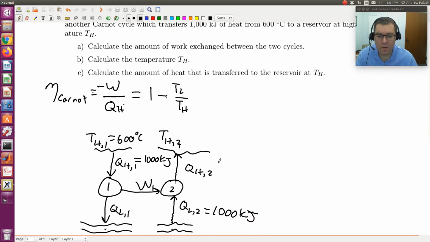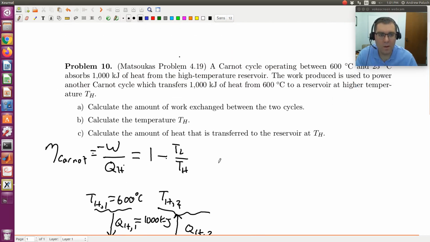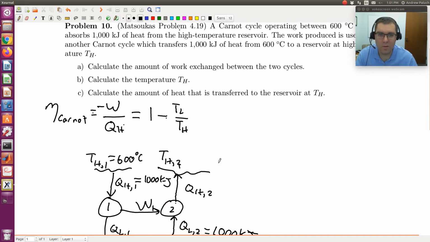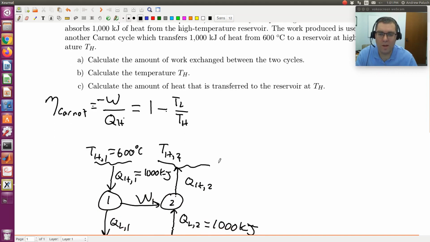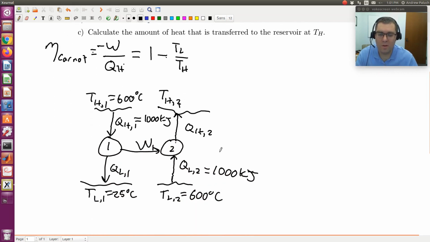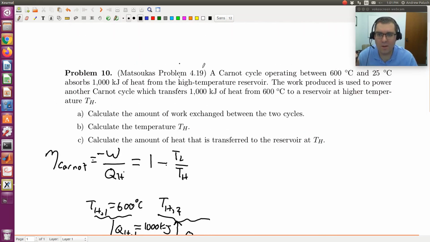And do I know what QH2 is? I don't think so, right? Because all we're told is the work is used to power another Carnot cycle, which transfers 1,000 kilojoules of heat from 600 degrees C to a reservoir at a temperature TH. So it's going to deliver 1,000 kilojoules of heat from our low temperature reservoir to our high temperature reservoir. Based on what I'm reading, I'm taking this to be QL2 is the 1,000 and not QH2.